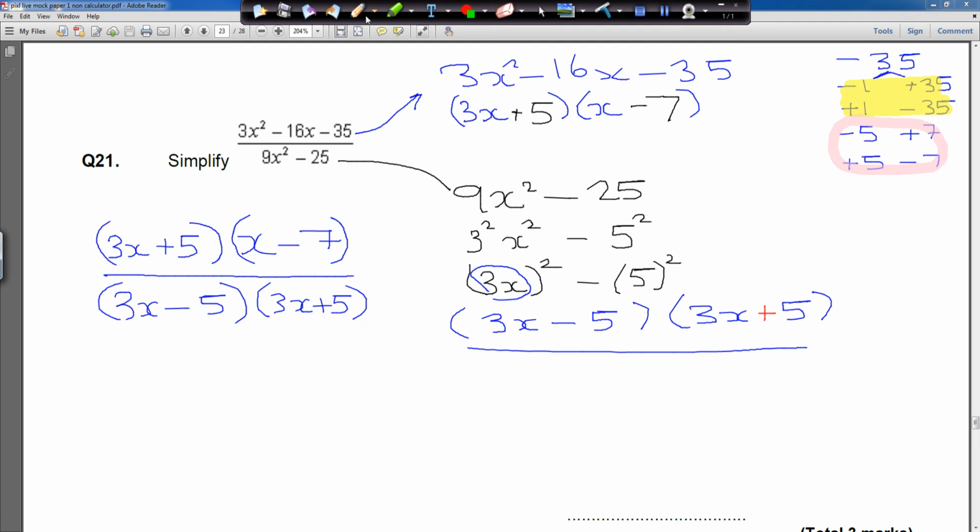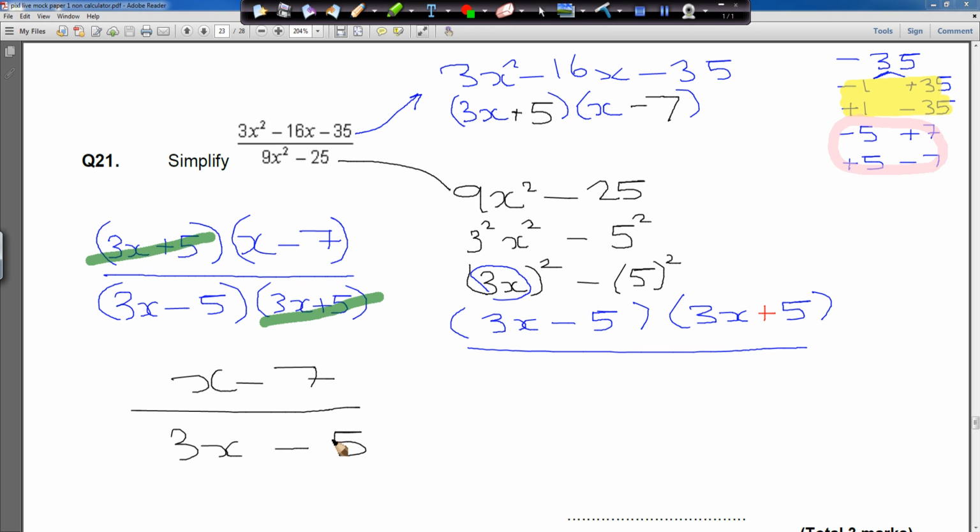Okay, now that we have that, you should be able to see quite nicely that 3x plus 5 and 3x plus 5 match. So we have 3x plus 5 times x minus 7 divided by 3x minus 5 times 3x plus 5. So we can cancel these two. We are now going to be left with x minus 7 on the top, divided by 3x minus 5 on the bottom. And that is the end of that particular question. Okay, folks, that is the answer.